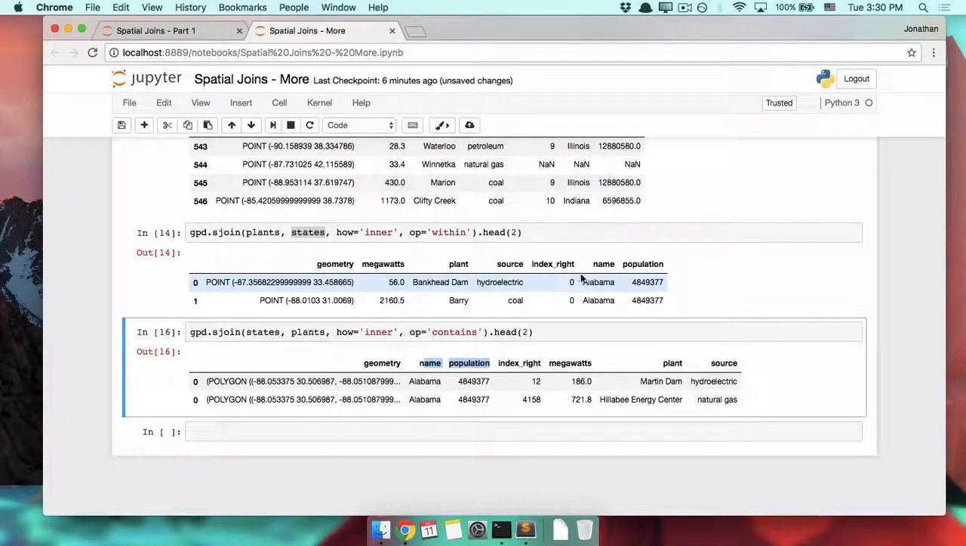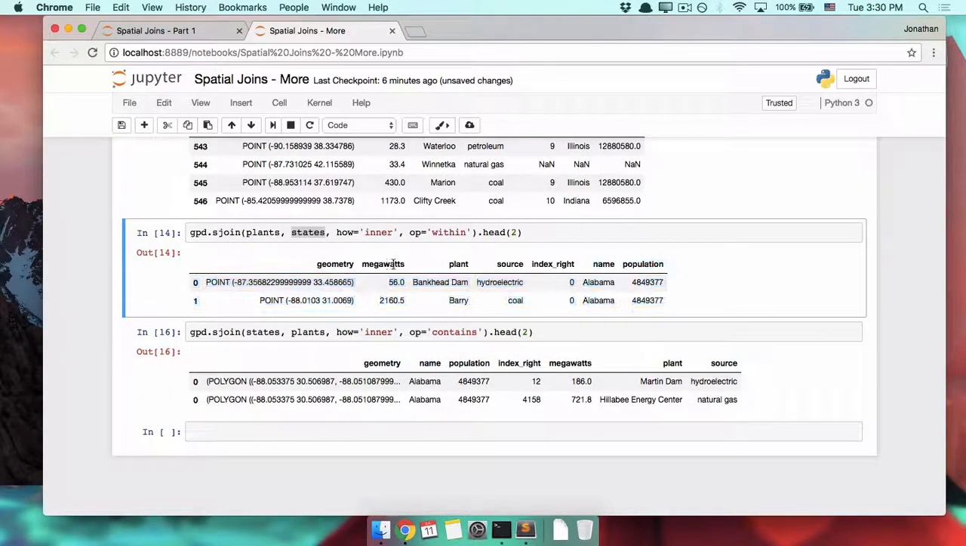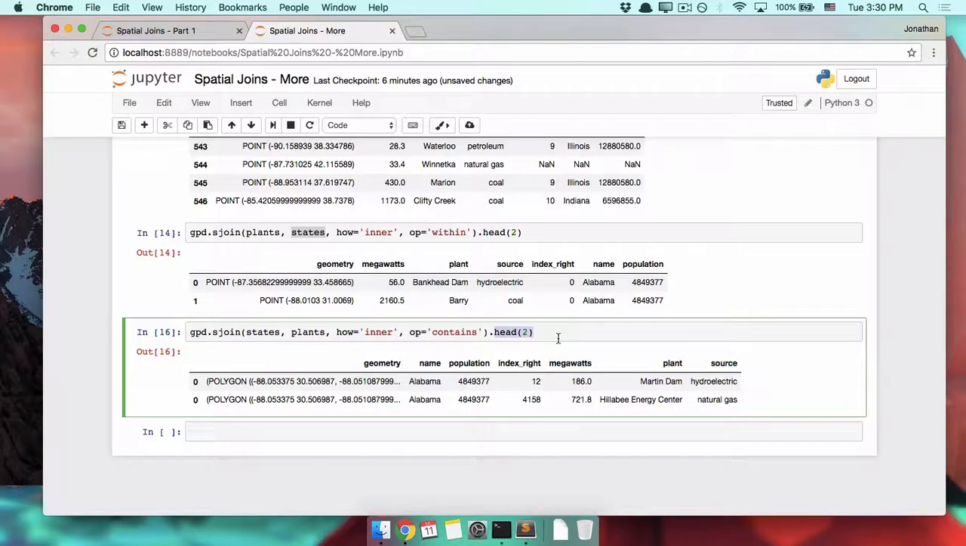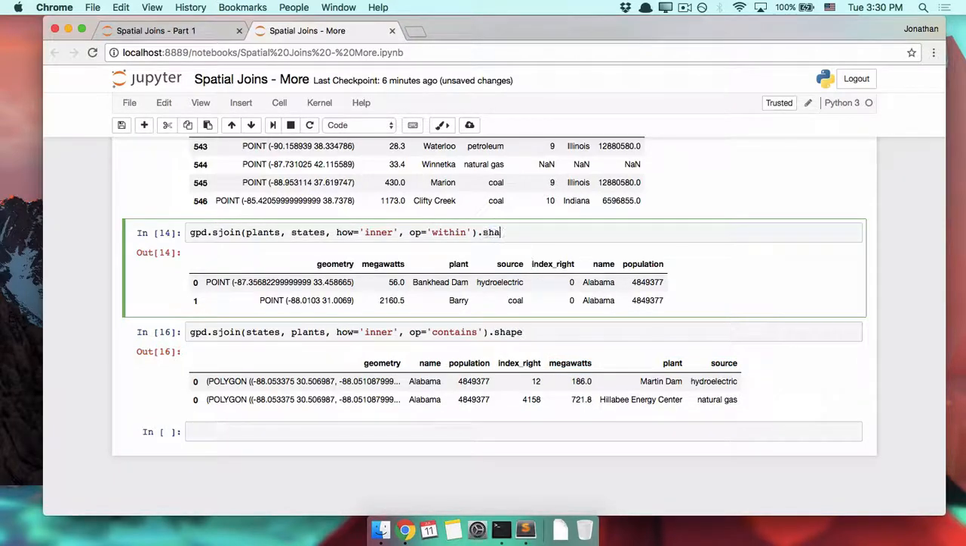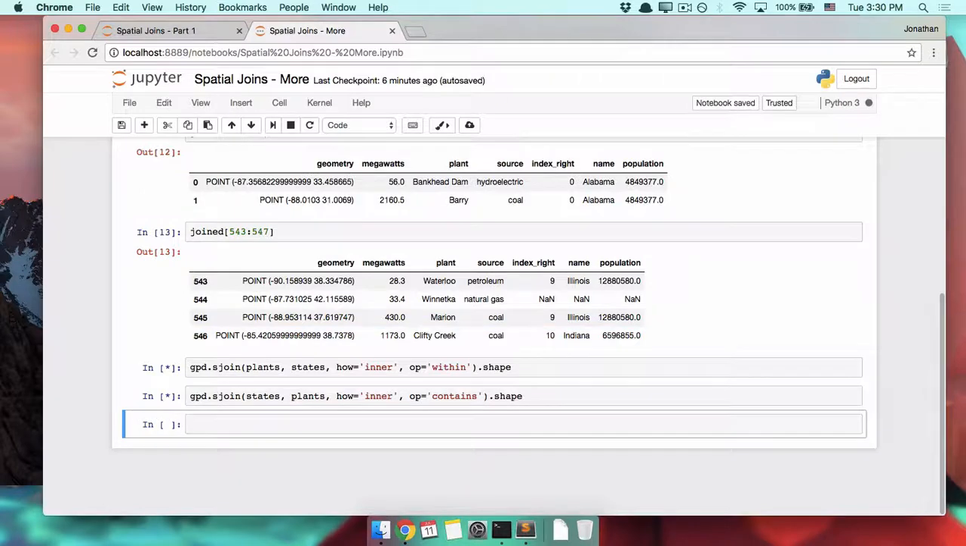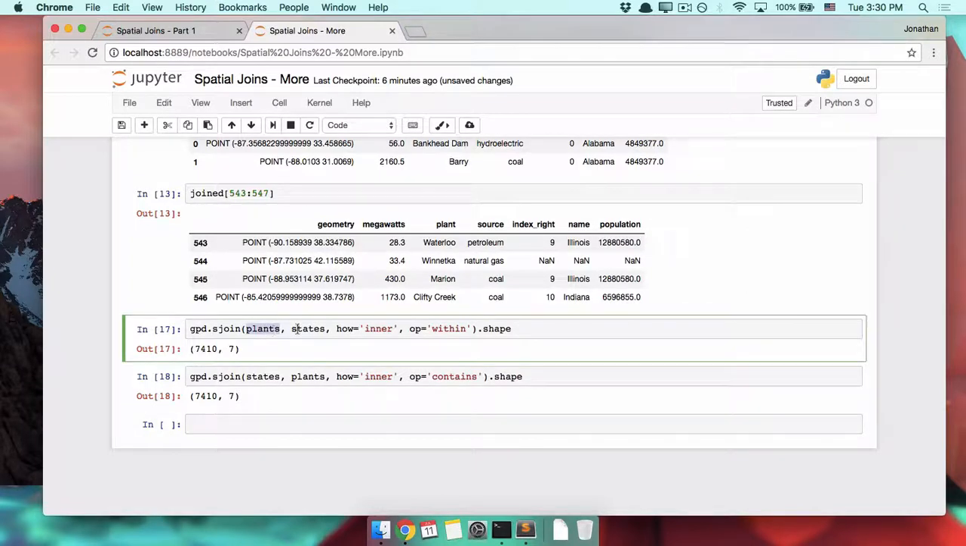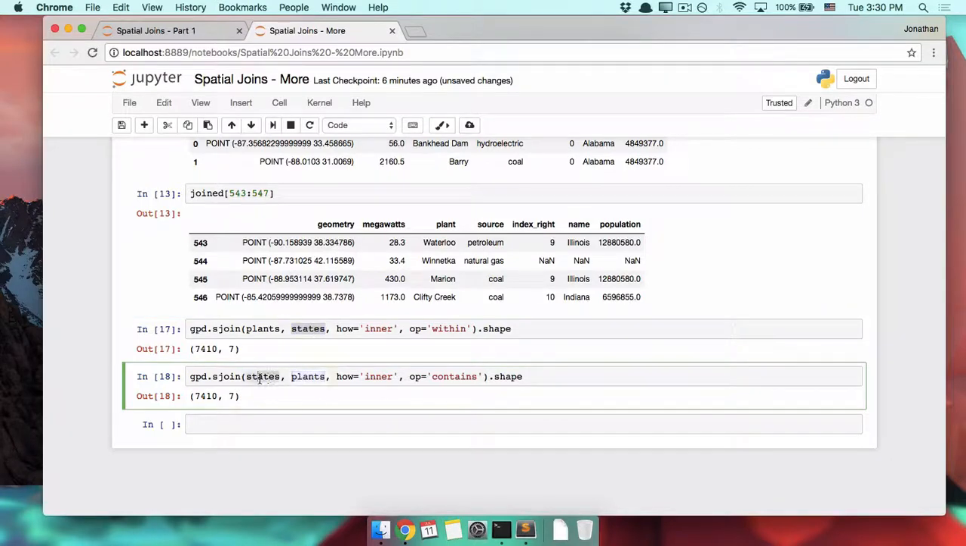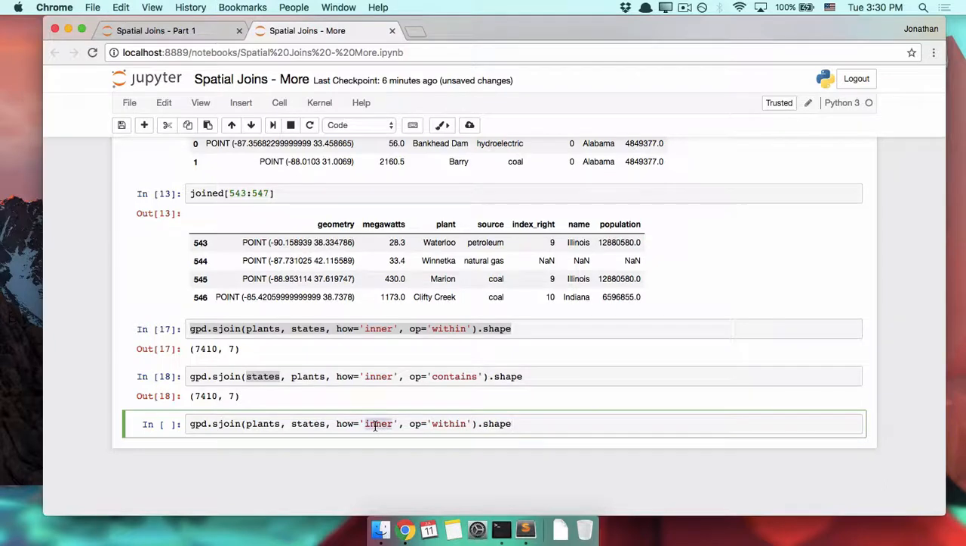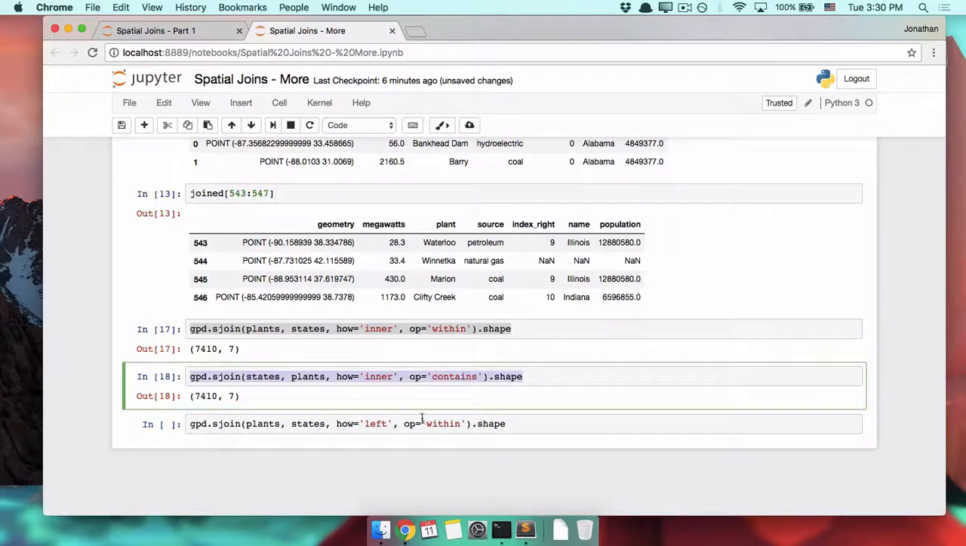Name and population here matches name and population here. Megawatts, plant, and source here. Megawatts, plant, and source here. If we want to double check, we can look at their shape. So each one of these is just a power plant that is attached to a state. Every power plant in a state, every power plant in a state. So let's change it from inner to left and see what happens.